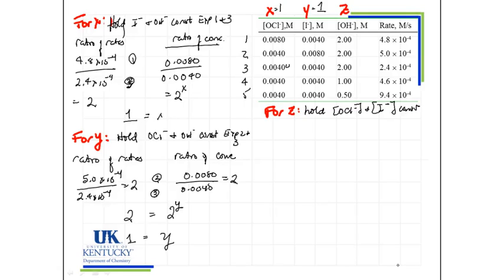Well, you might be able to find a couple of them that do that. I'm not sure, but it looks to me like it could be this one, experiments 3 and 4. Okay? Experiments 3 and 4 meet that criteria. So let's do a ratio of rates and a ratio of concentrations.